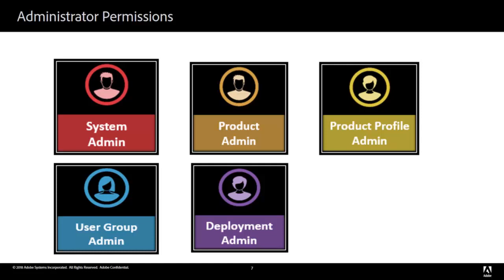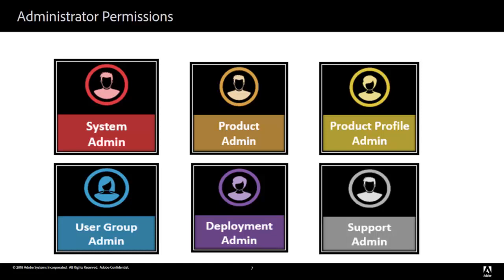Deployment admin creates, manages, and deploys software packages and updates to end users. And finally, support admin is a non-administrator role that has access to support-related information, such as customer-reported issue reports.